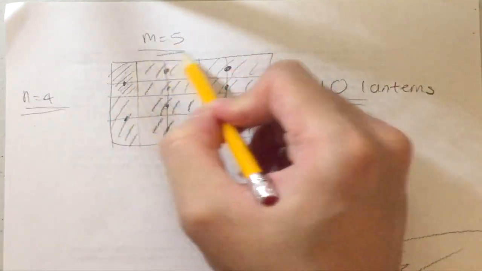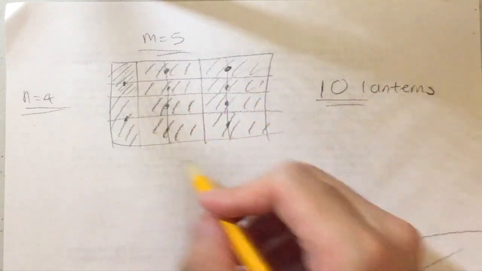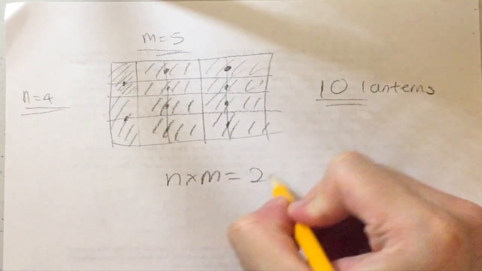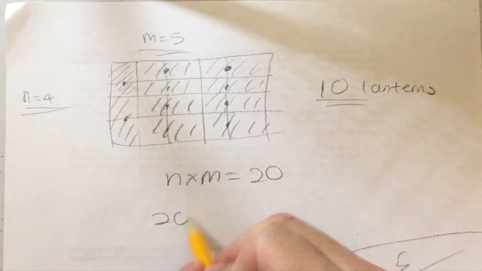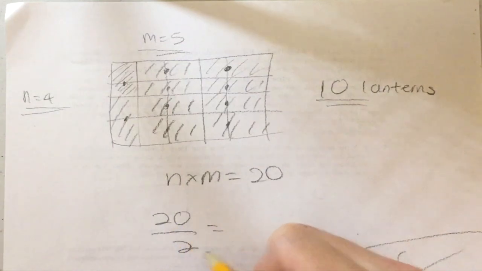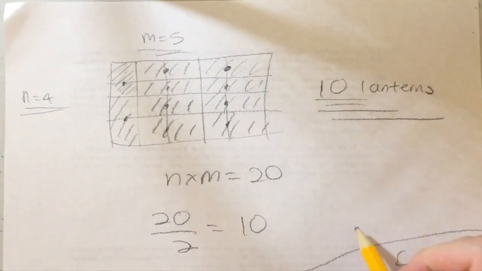To find the total number of squares, you take N times M, which gives you the area, the total number of squares. So N times M is going to equal 20. And then all you have to do is, for every two squares in this area, 20 divided by 2 is 10. So that's how we got 10 lanterns here.